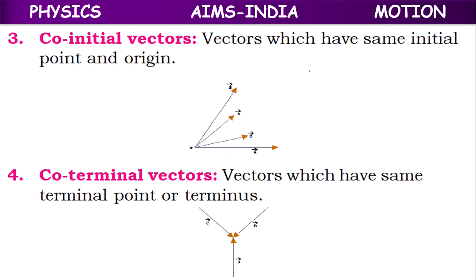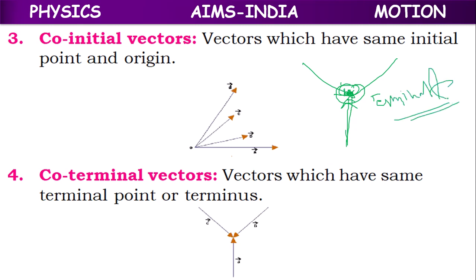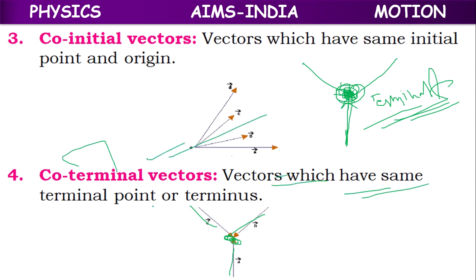Suppose the vectors come from different points, different origins, but ultimately meet at a single point, the final point, which is called the terminal point. The terminal point is where they meet or stop. As they have a common terminal point, coming in different directions but meeting at one particular point, they are called coterminal vectors. Coterminal vectors are vectors which have the same terminal point.